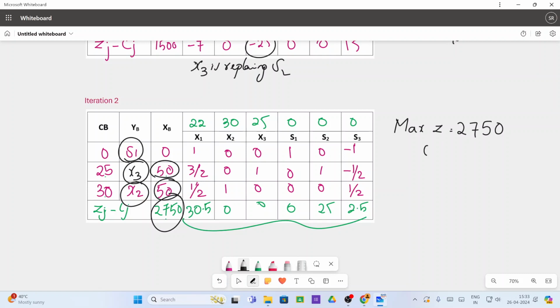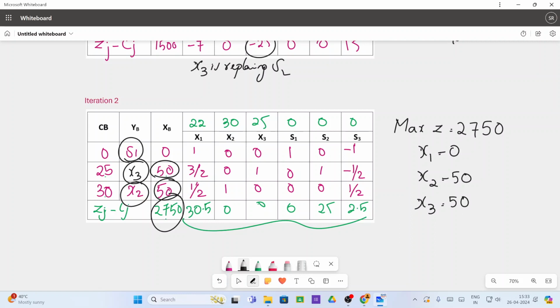So x1 is not supposed to be manufactured, so that we can reach the maximum profit. So x1 will be 0, x2 should be 50, and x3 also needs to be 50. In this case the maximum z is going to be 2750, whereas x1 we need not manufacture, x2 we have to manufacture 50, and x3 also we need to manufacture 50.